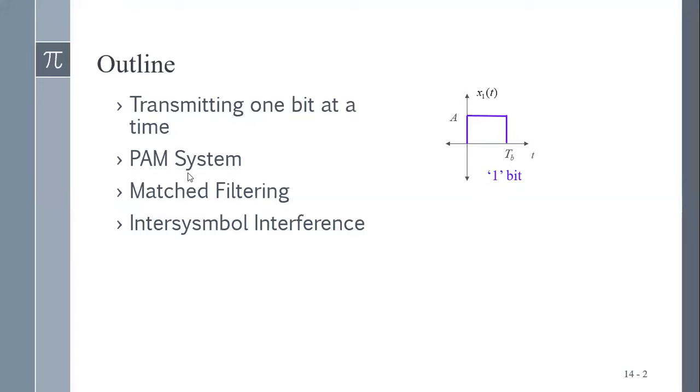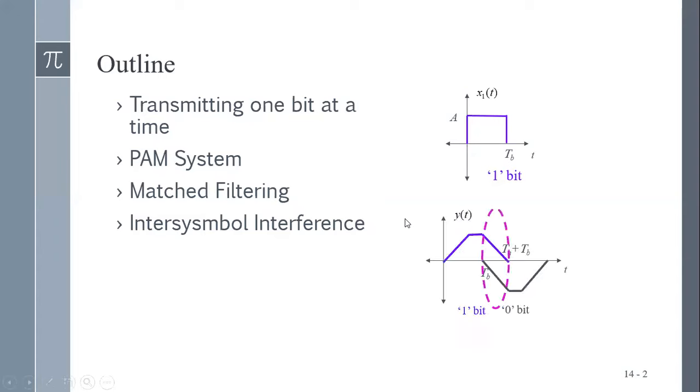Next, today we'll see a bit of the PAM system, and the main focus will be this matched filter: how we design it, and what the impulse response of this matched filter will be, so that we can estimate the pulse shape correctly on the receiver side. We'll derive the impulse response of the matched filter, and discuss intersymbol interference a little. Next day we'll elaborately discuss intersymbol interference.